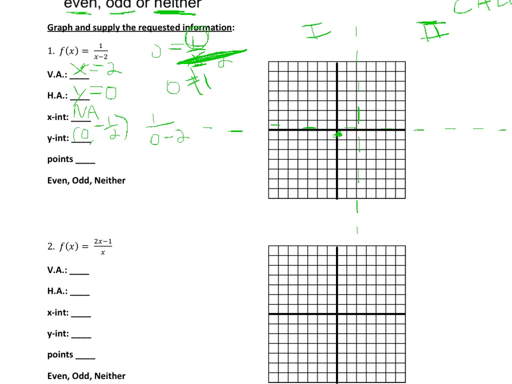So I just go to the right of the VA, which I have is 3. And I'm going to plug 3 into this. So when I plug 3 into this, it's 1 over 3 minus 2. Well, that gives me 1 over 1. So this ordered pair is (3, 1). So I'm going to plot that (3, 1) right up here.